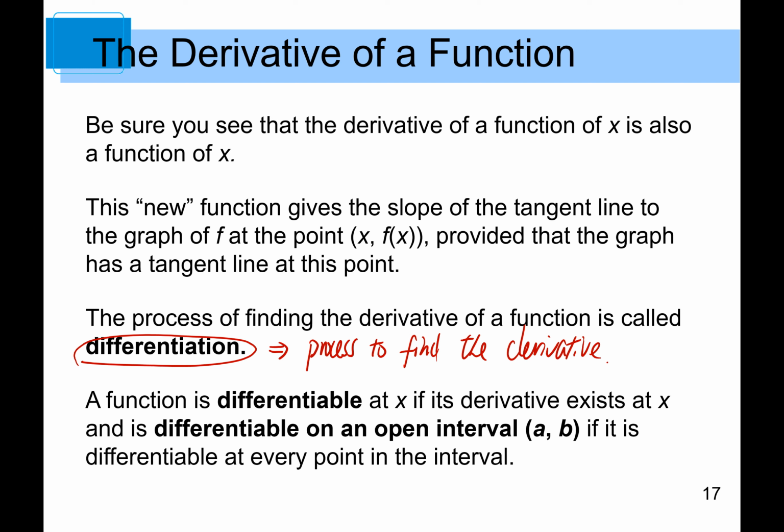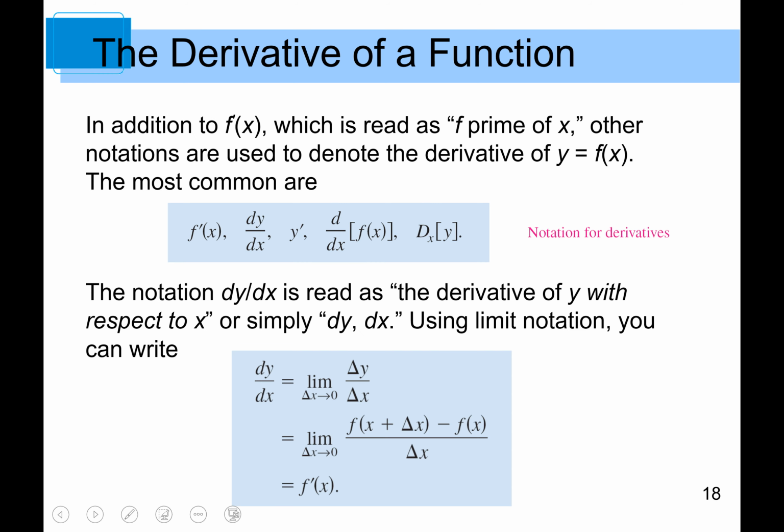A function is differentiable at x if its derivative exists at x, and it's differentiable on an open interval (a, b) if it is differentiable at every point in the interval. In addition to f prime of x, people also use other notations. They all are equal, right? This is equal to that, equal to that, equal to that.